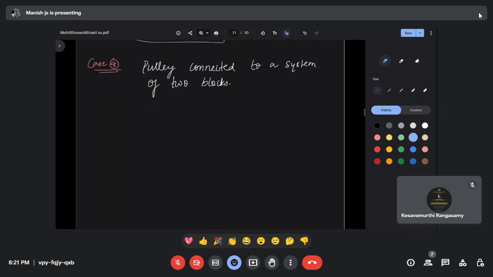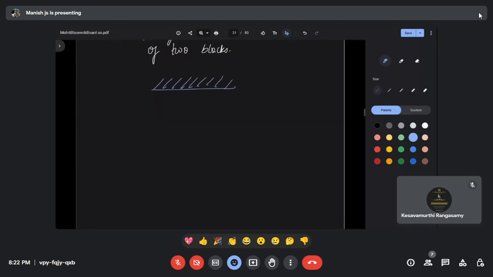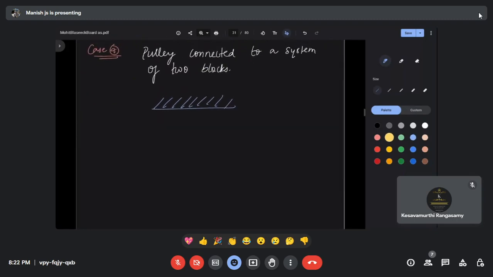So we have a pulley. Let's quickly draw a pulley. This is the ceiling or the roof, and I'm drawing a pulley here. We put a pulley, and I'm connecting 2 blocks to this pulley. So this is mass M1, and we have, say, another mass M2 also.